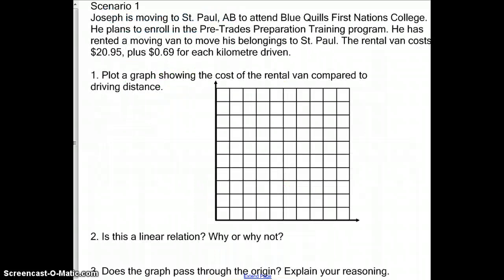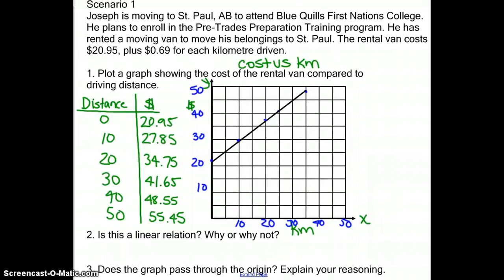So let's try this next one. We're going to plot this graph showing the cost of the rental van compared to driving distance. Go ahead and try that on your own. Right, so once you have your graph drawn, again, it's easiest to start your graph by drawing a table of values like this, where you have your distance versus your cost, and then your final product should look as it is on the board.